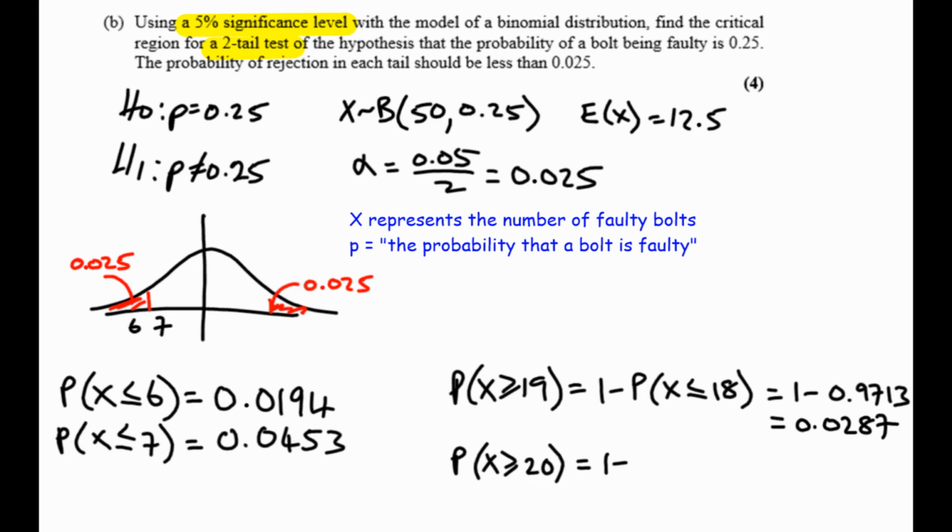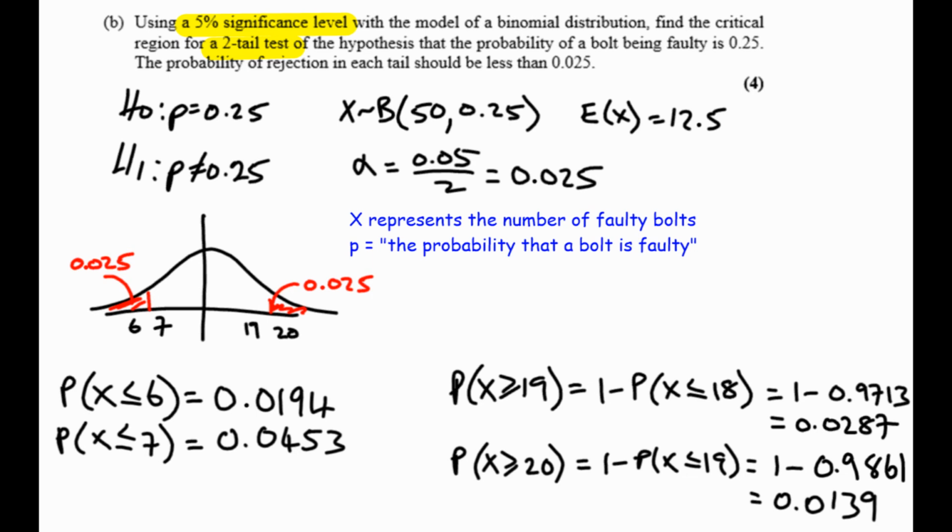I think we can predict what's going to happen here, but we do need to prove this is what will happen. 1 minus 0.9861, and that leaves us with 0.0139. Good. Once again, this is the situation we wanted. One of them was below and one of them was above the 0.025. So I can deduce that 19 will be on this side, whereas 20 will be the first value into that critical region. So I've done the proof.